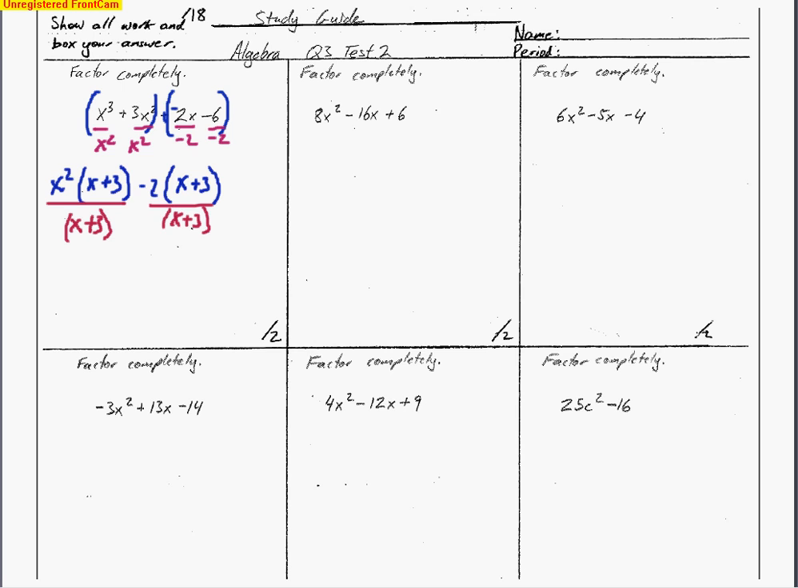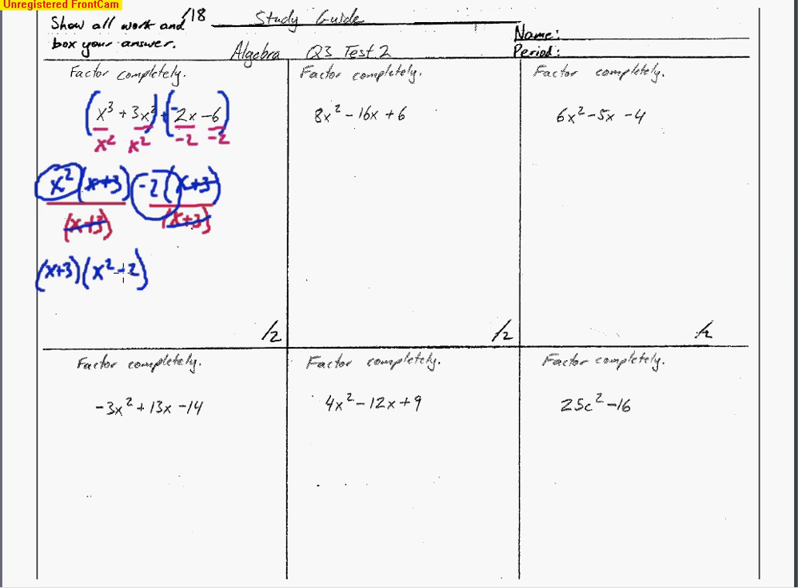I'm going to take that and put it on the outside of a parenthesis. So I'll put the x plus 3 out here. Then I see what's left over. The x plus 3's canceled out. So what's left over is the x squared and the negative 2. So x squared minus 2.